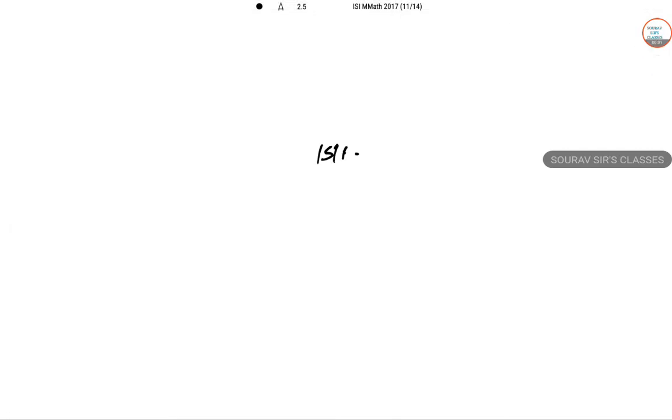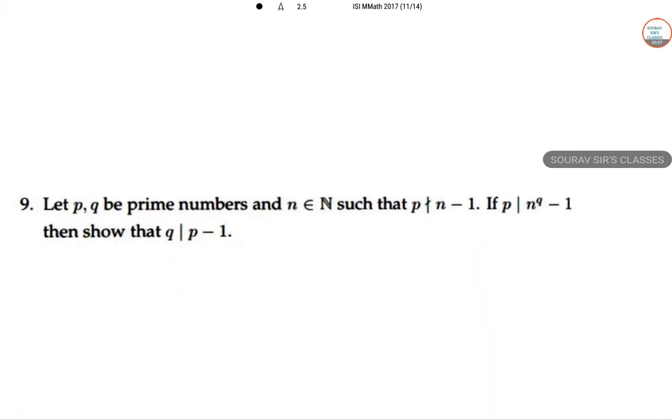Students, this is ISI M.MATH 2017 subjective solution. So let p and q be prime numbers, and n a natural number, such that p divides n^q minus 1. So this is a number theory question. Let's assume that n is not congruent to 1 modulo p.